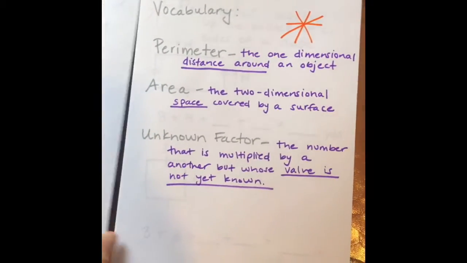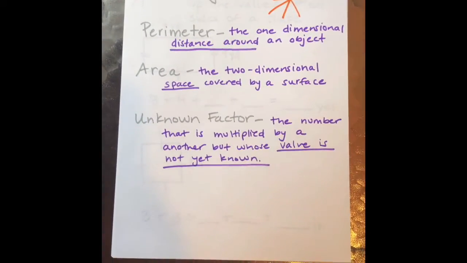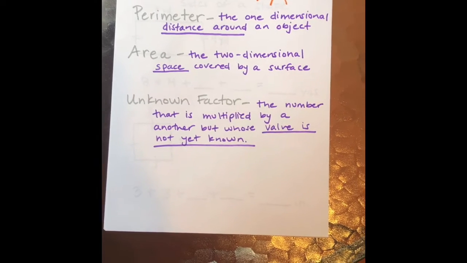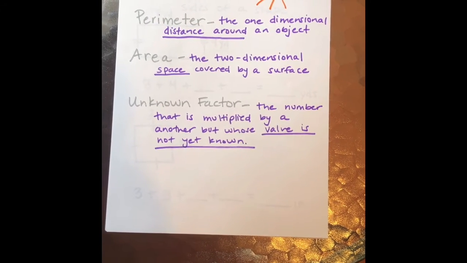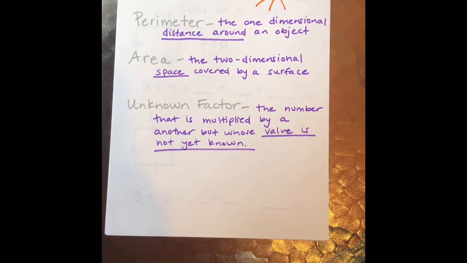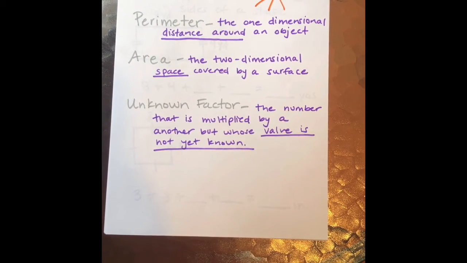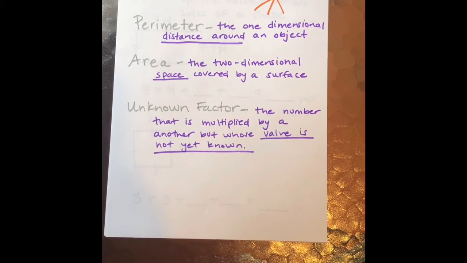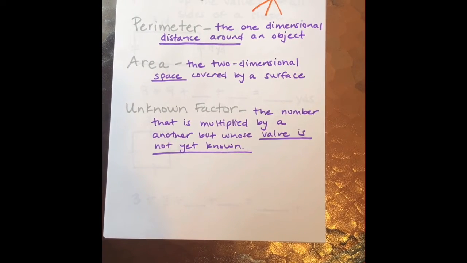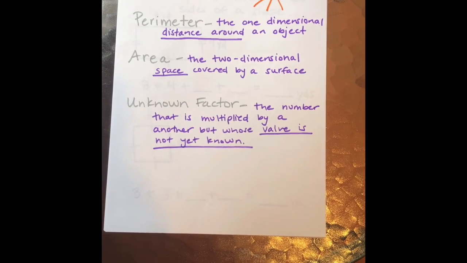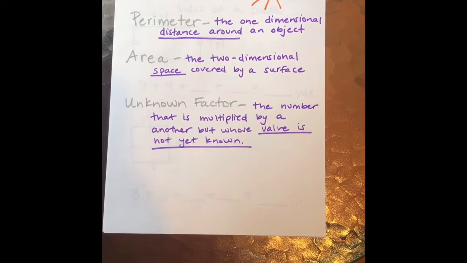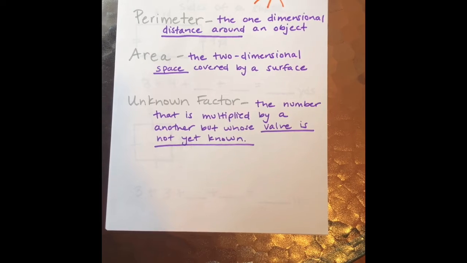Let's get started. Some important vocabulary for this lesson includes perimeter, the one-dimensional distance around an object. We're measuring the distance around a shape. Next, area, the two-dimensional space covered by a surface. The space inside of a shape is the area.